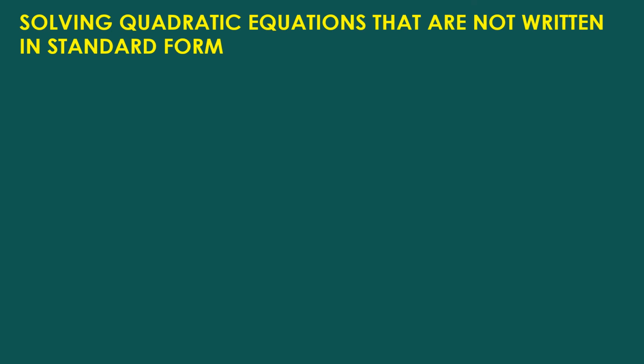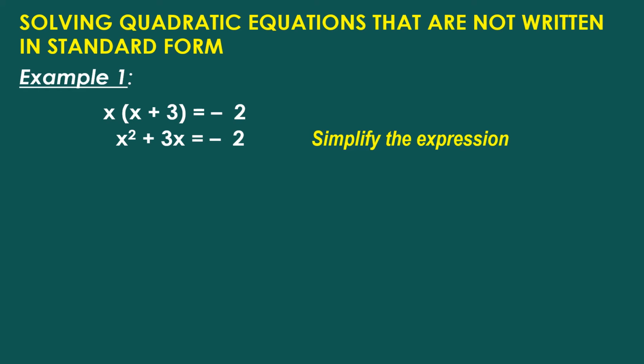Let us now start solving quadratic equations that are not written in standard form. In our first example, we have x times the quantity x plus 3 equals negative 2. Some might think that this is not a quadratic equation. However, if we simplify and apply the distributive property, we are going to have x squared plus 3x equals negative 2.